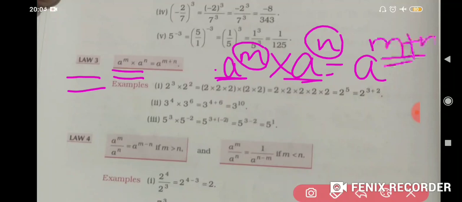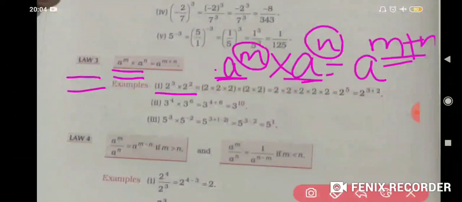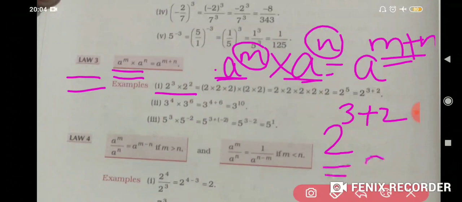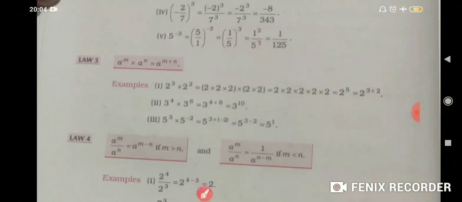Understood? For example, here it is given 2 to the power 3 multiplied by 2 to the power 2. So what you can do? 2 to the power 3 plus 2. Directly you can solve. No need to apply this long method. In multiply, the powers will add. So 3 plus 2, what? 5. Understood?